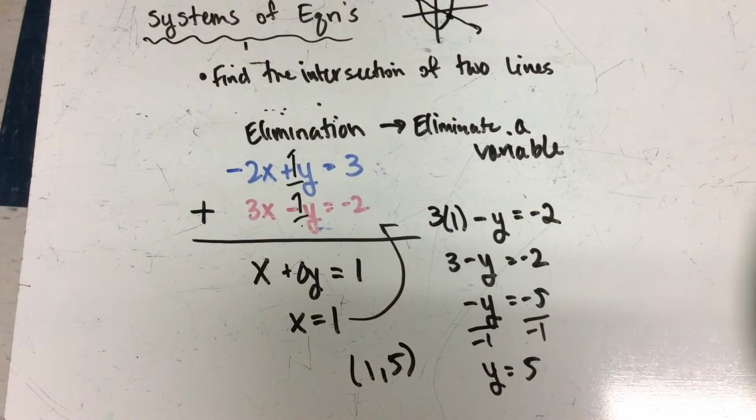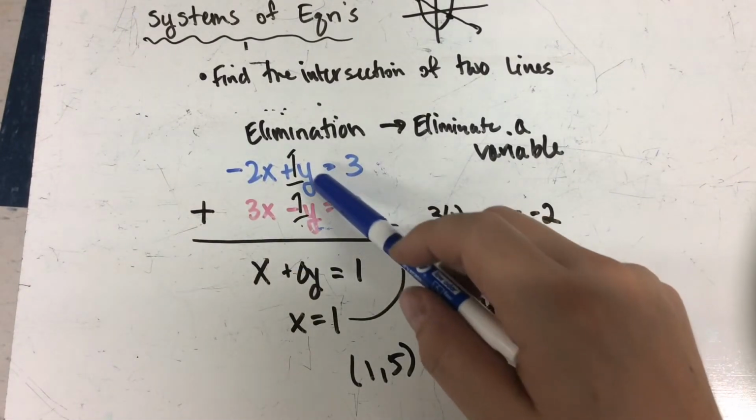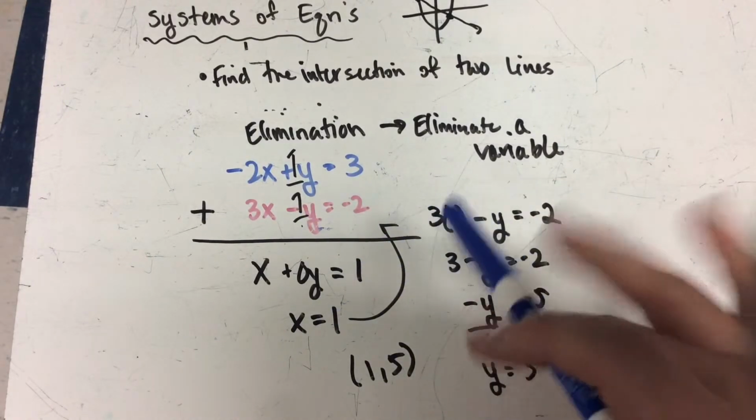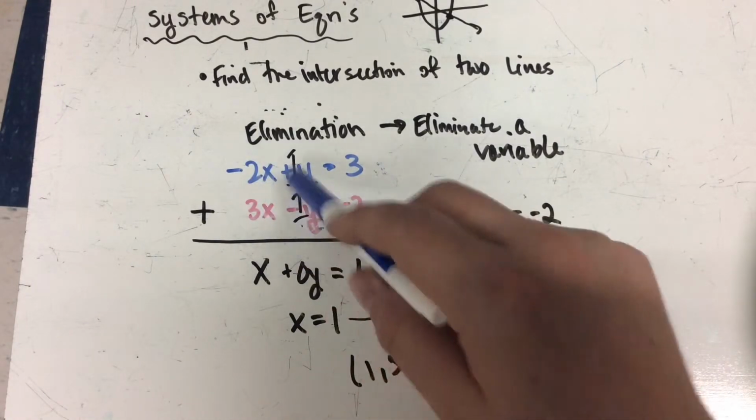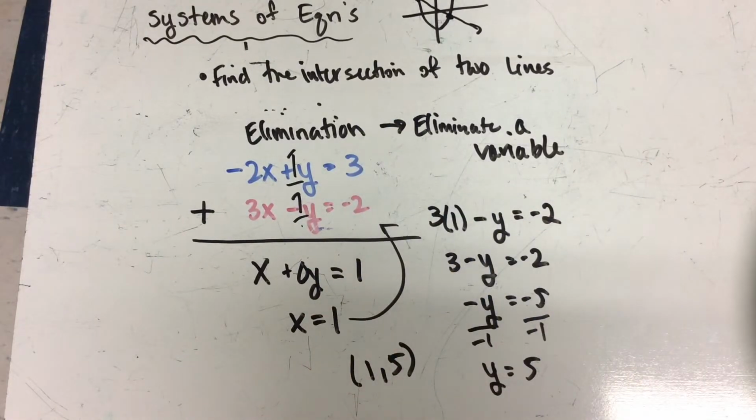So again, when we're looking at these systems, we're looking for two variables that have the same coefficient. We don't quite care yet whether they're positive or negative. That determines something else. So let's just keep doing some more examples here.